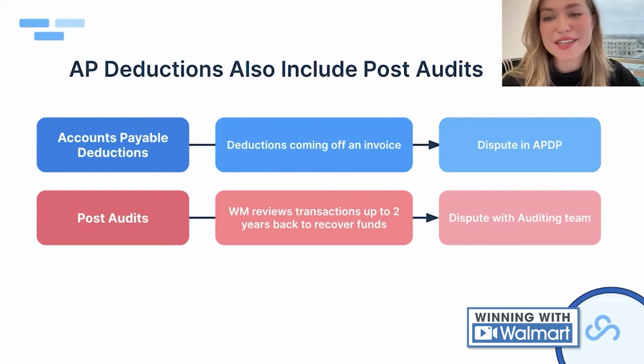Usually it's difficult to find the proof documents that you need for that, and the process is actually disputing with the auditing team. So with those 3 different contractors, whoever submits it to you, you would go and dispute with that specific auditing team. If you're curious, we do have content around that, where we dive into post audits and how you can go about that, in a separate webinar. But AP deductions do include post audits, and that's the high-level difference between the two of them.